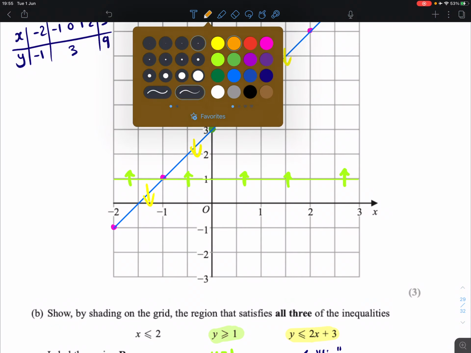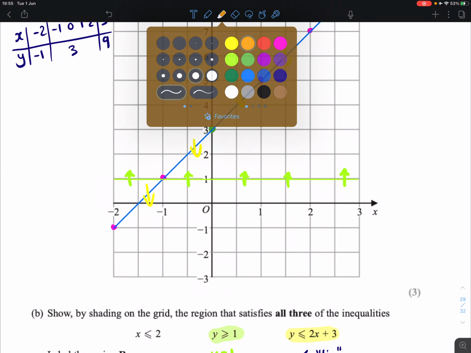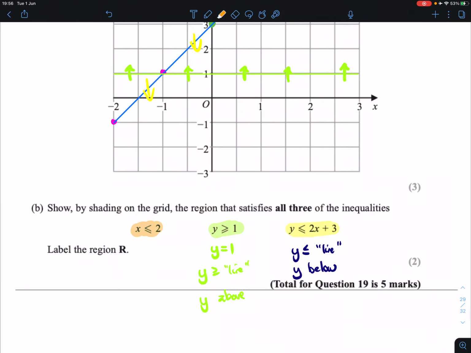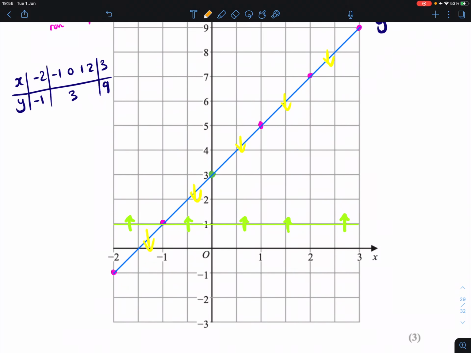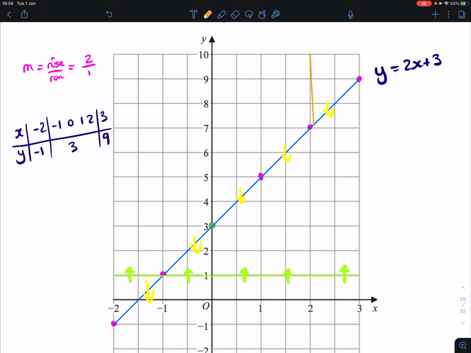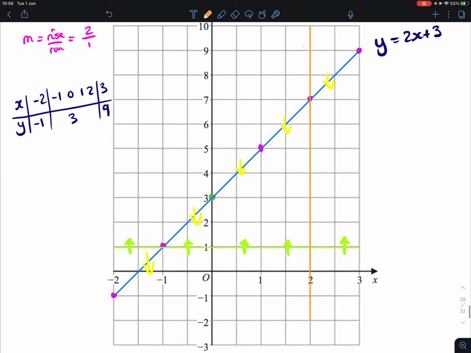Lastly, we have the line x is equal to or less than 2. So we're interested in where x equals 2, and then after that, because we are less than or equal to this line, x is to do with left and right, so we're going to be to the left of the line. And the line x equals 2, there's 2 there, so all of the points on this orange line, that's x equals 2, should really label this. And we're caring about where we are to the left.